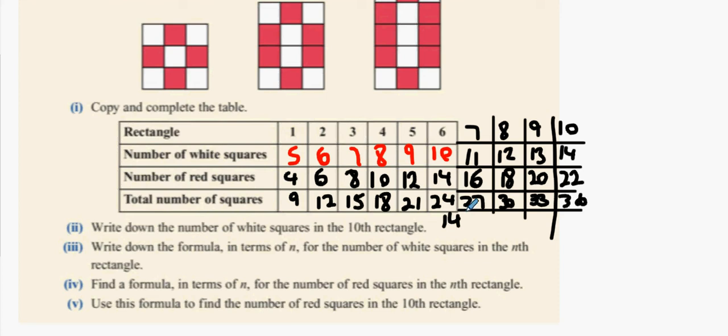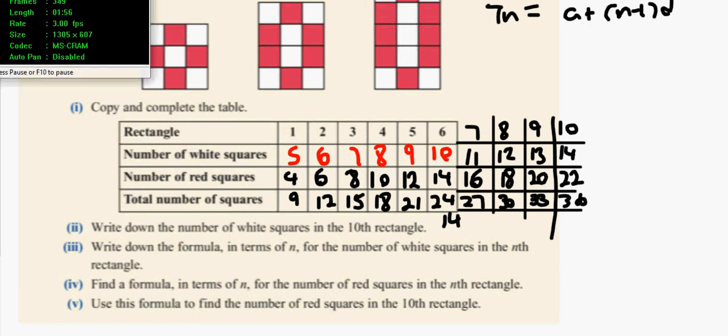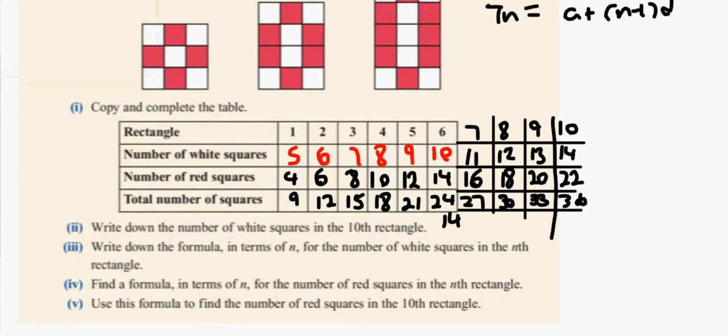Write down the formula for the number of white squares in the nth rectangle. No bother. We're going to use Tn equals A plus n minus 1 times D. Now, what we have here, lads, is essentially this, that the A value for the white squares is 5 and the D value is 1 because it goes up in ones, and what we should get is 5 take away 1. So anybody get 4 plus n for Tn?